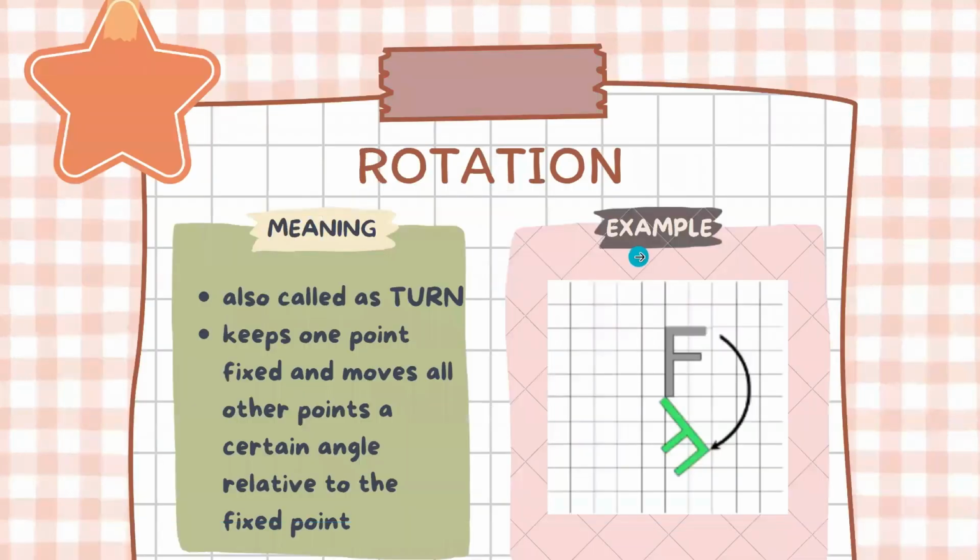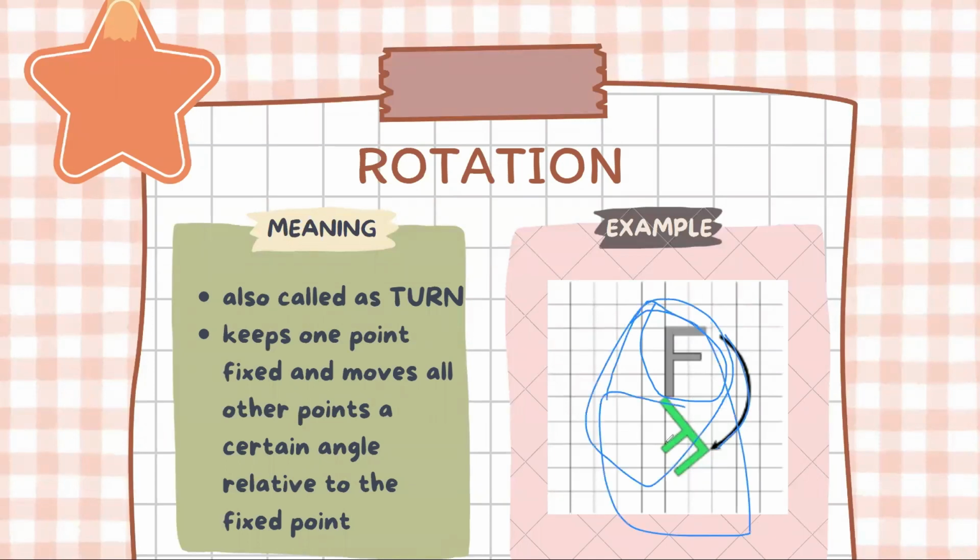The next is the rotation. It is also called the turn, from the word itself, rotate. It keeps one point fixed and moves all other points by a certain angle relative to the fixed point. So just like this letter F, it was rotated like this. It becomes like this pattern.